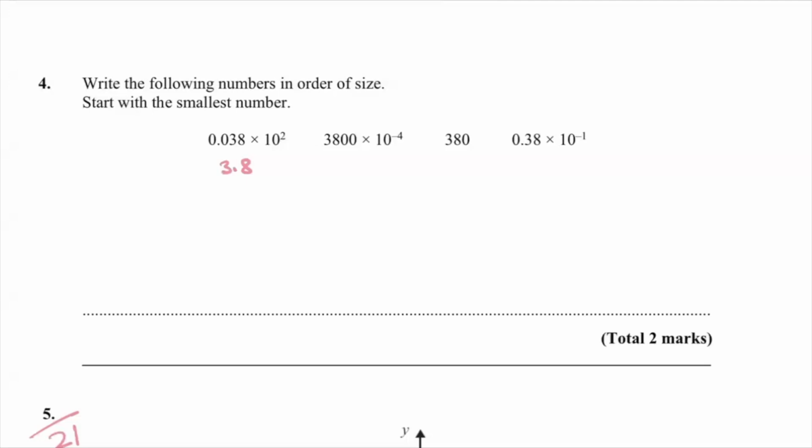That means our decimal point, which is currently on the end, is going to move 4 places to create that decimal. Obviously, 380 is 380. It's already ordinary. And then again, we just need to move 1 place because of that negative power to give us 0.038. Once we've got that, we can clearly see that this one is our smallest, followed by this one, and this, then this. So we just need to write that out.